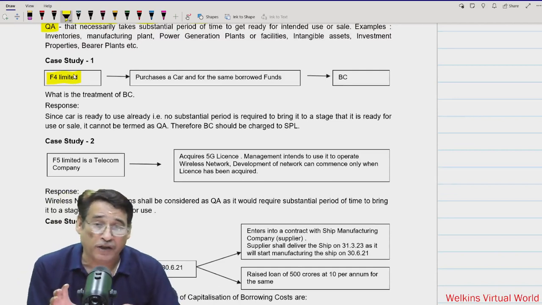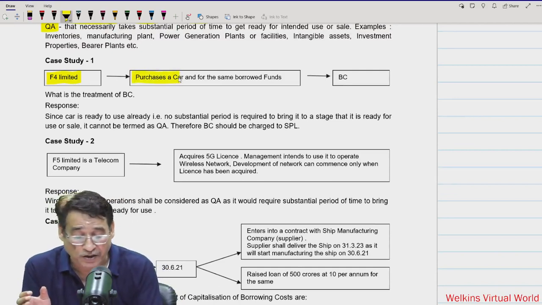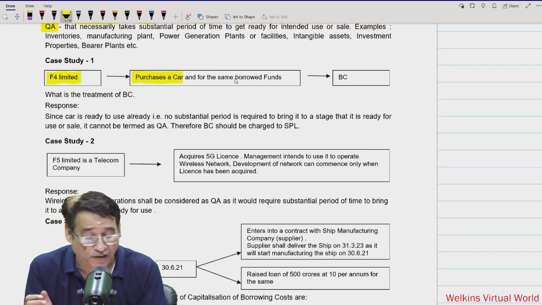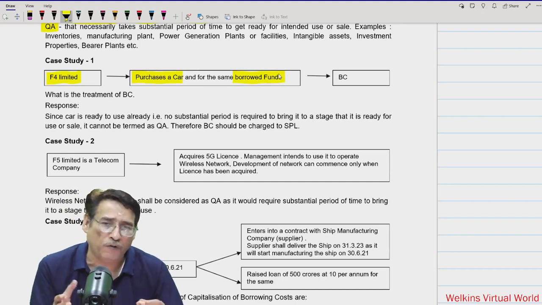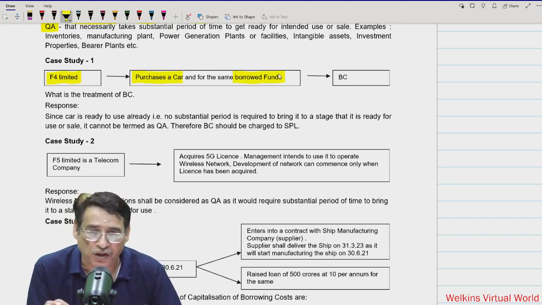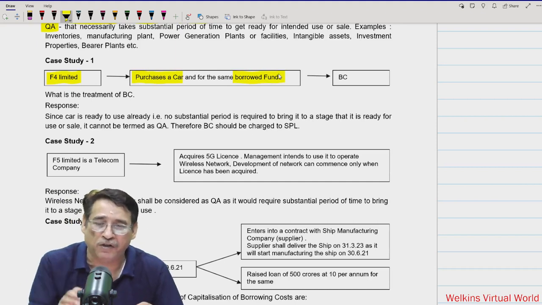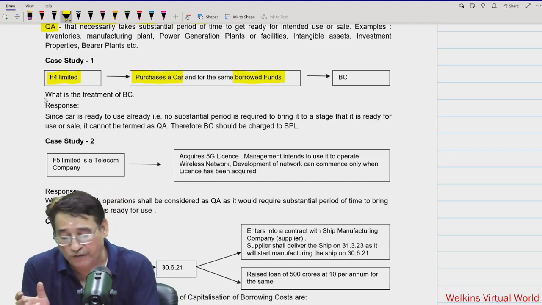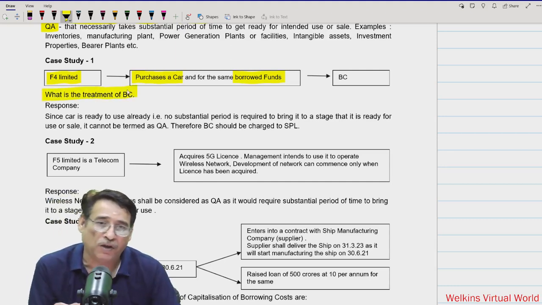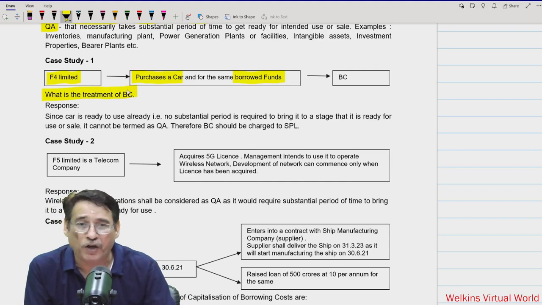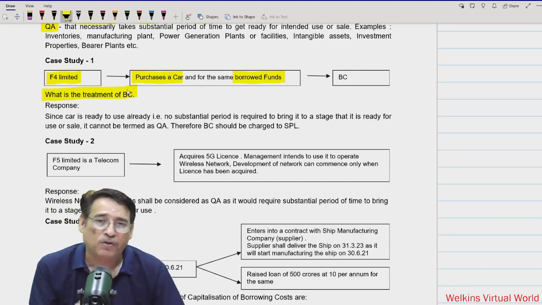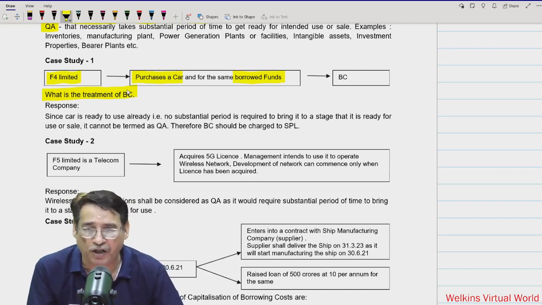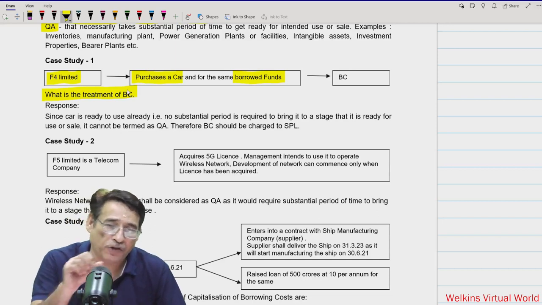Let us say F4 Limited is an entity and this entity purchases a car. In order to purchase the car, it borrows some funds. Quite obviously, this entity has borrowed funds to purchase the car, so it will have to incur some borrowing cost, that is interest cost. Now, my question is, what is the treatment of borrowing cost? Suppose we are paying some interest on the borrowed funds. What will be the treatment of that interest cost which the entity will have to incur? Because this time you have purchased the car.